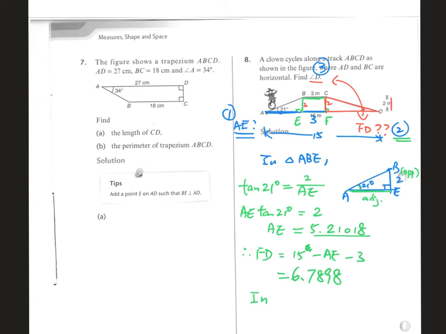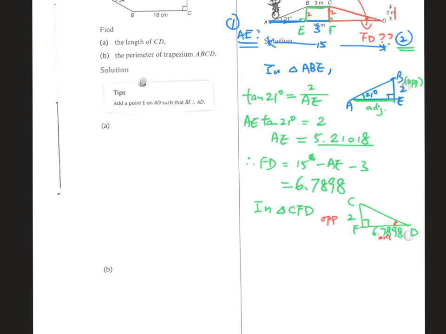And finally we come to triangle CFD, where you draw a triangle as a reference. 2 is given already, FD is 6.7898, and you want to find angle D. According to angle D, 2 is opposite and FD is adjacent. That's why finally it goes to tangent of angle D is equal to 2 over 6.7898. And you use your calculator to get angle D, and don't forget to write the answer correct to 3 significant figures finally.